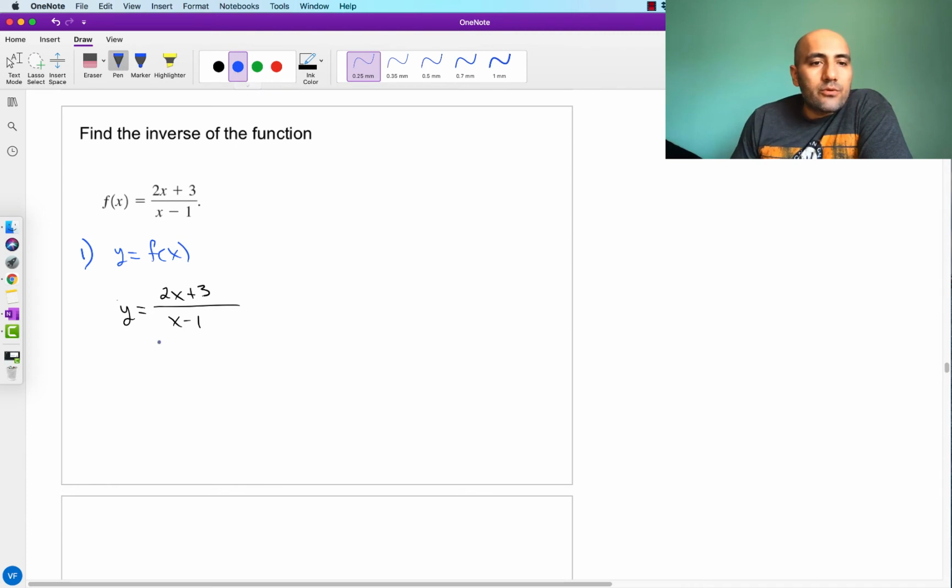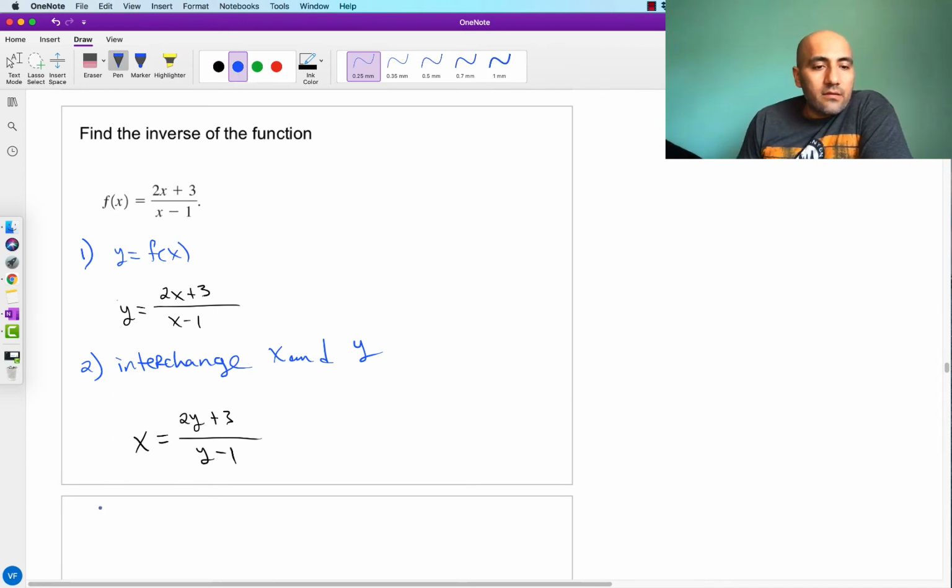Good. Step 2 is going to be to interchange x and y. So everywhere you see a y, we're going to write in an x. Everywhere you see an x, we're going to write in a y. So x equals (2y plus 3) divided by (y minus 1). And finally, the hardest one, solve for y. Not finally, the next one. Solve for y in terms of x. So we want to end up with y equals something that has only x's in it.